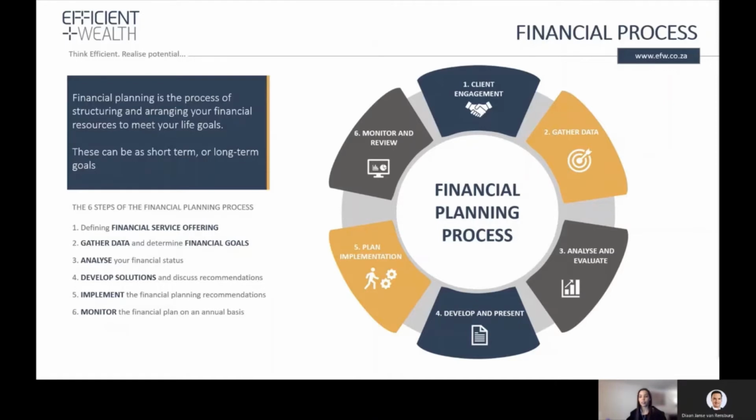Let's look at the steps. Step 1 is client engagement. Step 2 is where we gather the data, including the client's goals. Step 3 is to analyze and evaluate the client's financial situation. Step 4 is to develop and present the recommendation. Step 5 is to implement the recommendations. And step 6 is to monitor and review the client's portfolio on a quarterly and annual basis.